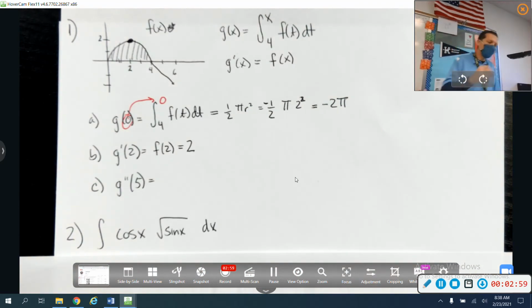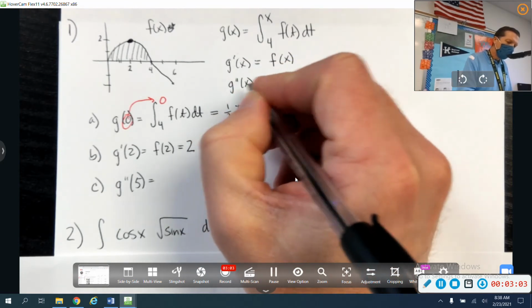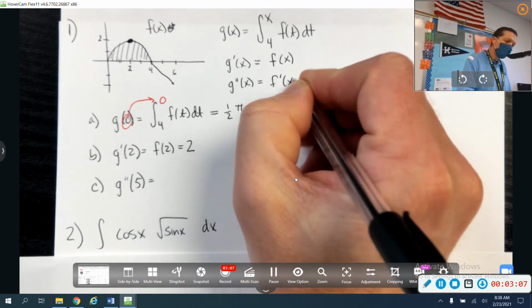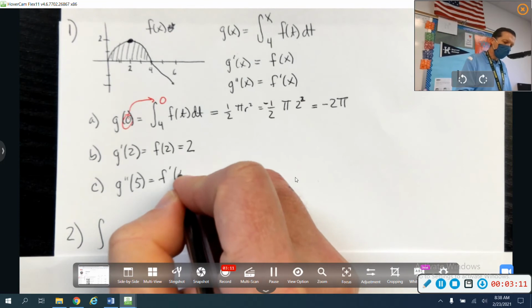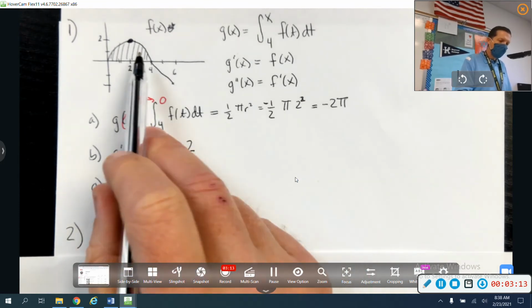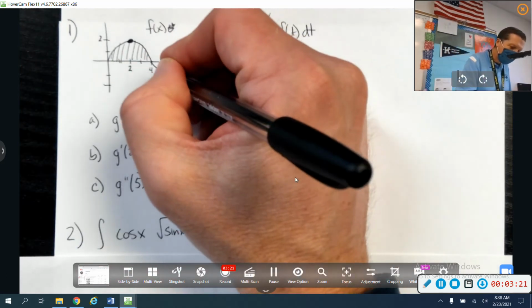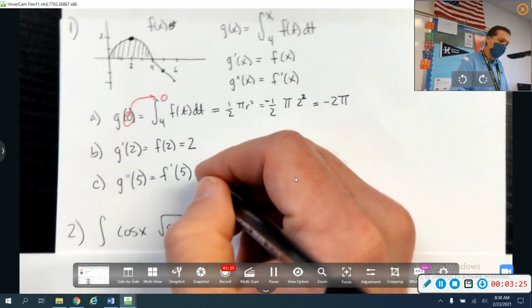Part C, g double prime, so I need another derivative. So the second derivative of g is equal to the first derivative of f. So the first derivative of f at 5. So what about f am I looking at if I want its first derivative? The slope. So I go to 5, and I picked out kind of an easy one. The slope there is negative 1.